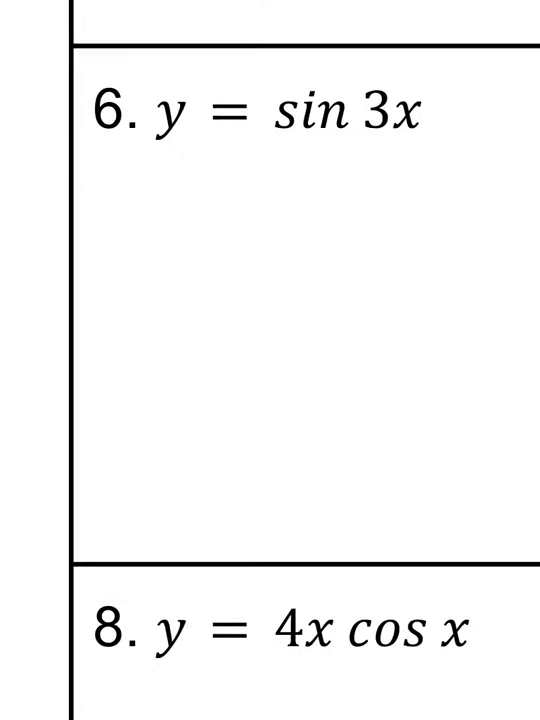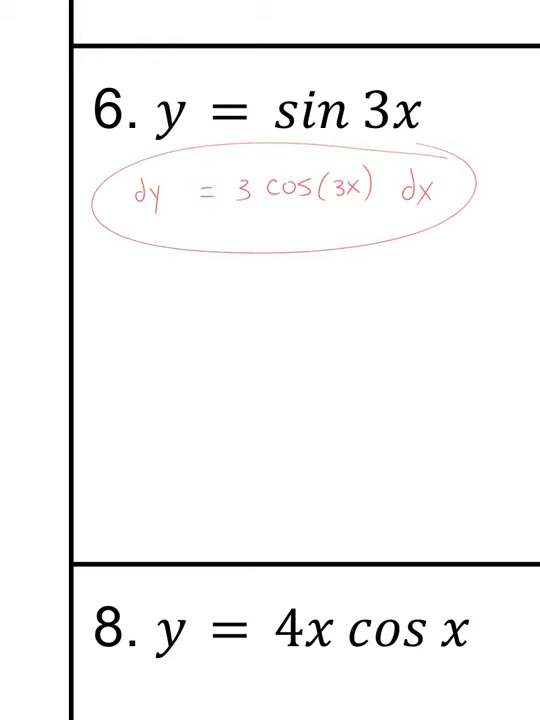Differential done. Number 6, again the shortcut, y becomes dy. To take the derivative of this, that's going to be a chain rule. The derivative of the outside function sine is cosine. The inner is 3x, and the derivative of the inner is 3. I'm going to put that out front. So I need dx on the end.